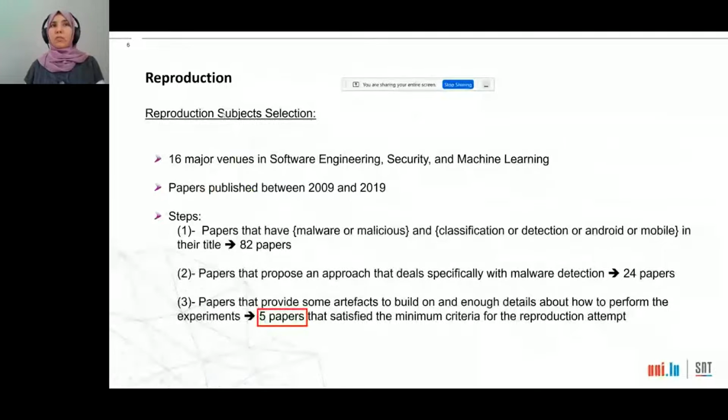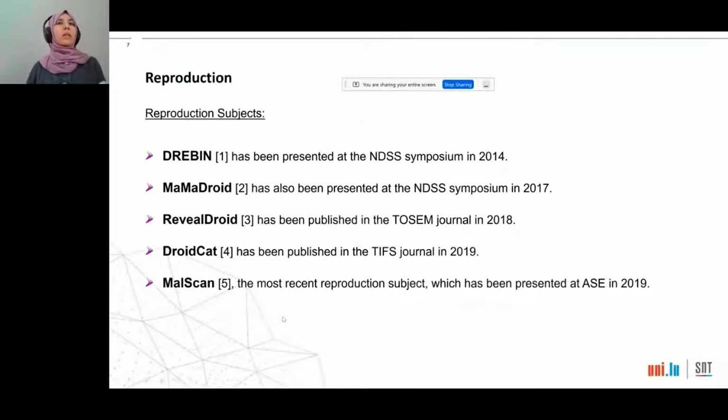How we have selected our reproduction subjects. So we have considered 16 major venues in software engineering, security, and machine learning, and papers that have been published between 2009 and 2019. And after applying our selection criterion, we have ended up with 5 papers that satisfied the minimum criteria for our reproduction attempt. These papers are Drebin, MaMaDroid, RevealDroid, DroidCat, and Mason.